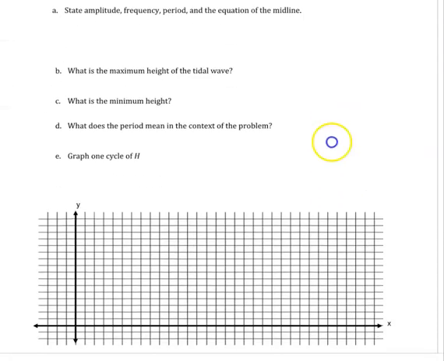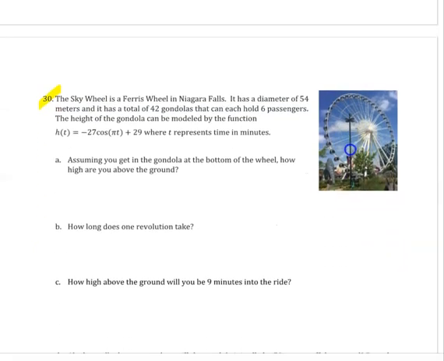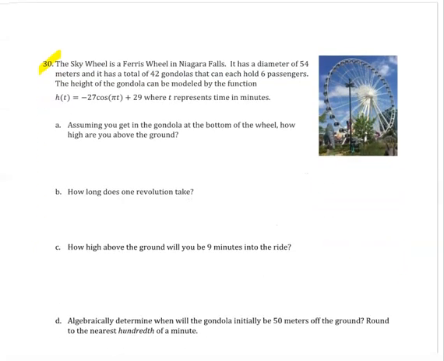All right, this is quite a long video because there's a lot of content, but this is my final question to go through here. So question 30. The Sky Wheel is a Ferris wheel in Niagara Falls. True statement. It has a diameter of 54 meters, and it has a total of 42 gondolas that can each hold 6 passengers. Okay, cool. The height of the gondola can be measured by the function h of t, and t represents time in minutes.